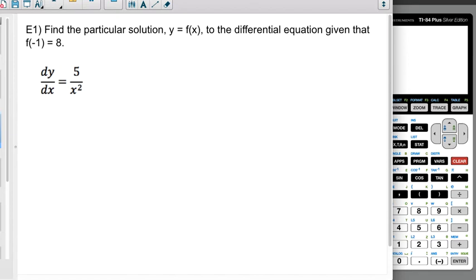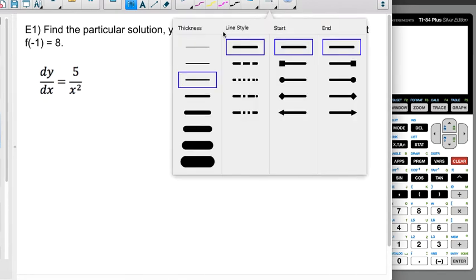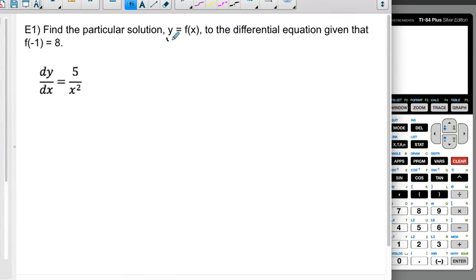So we're going to find the particular solution, y equals f of x. Remember that this is code for, hey, when you're done finding your general solution, solve it for y, right? And we're going to find the value of c in our general solution when we plug in -1, 8, and then that'll be able to give us our particular solution. So let's go ahead and separate our variables to start.